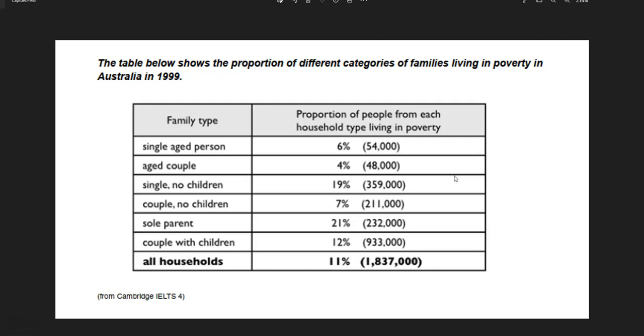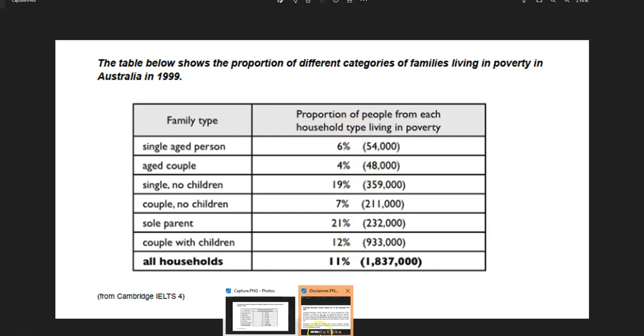Anyway, so this is from Cambridge IELTS 4, as you can see here. As you may or may not know, we started at Cambridge 18, 17, 16, 15, and so on. We're now at Cambridge previous papers, IELTS 4. We're going to do every academic task, and we're now on 4. This is test number 1, I think, from IELTS 4. This one is about categories of family living in poverty in Australia. You can see we've got all households, couples with children, sole parents, etc., and figures and data.